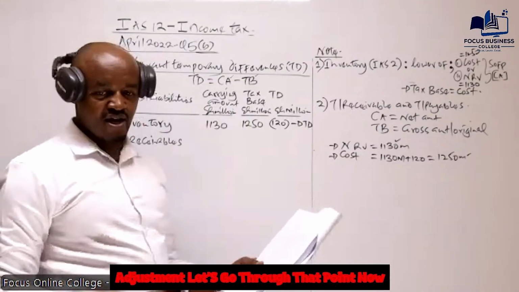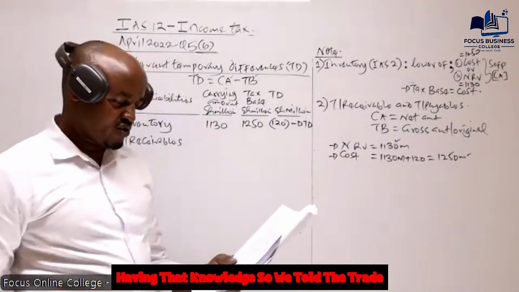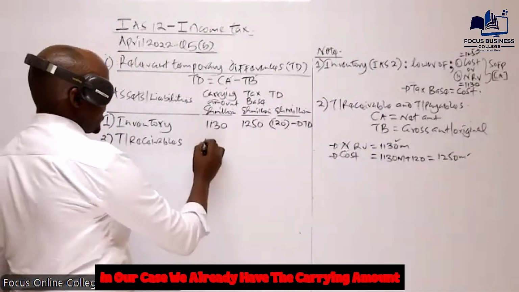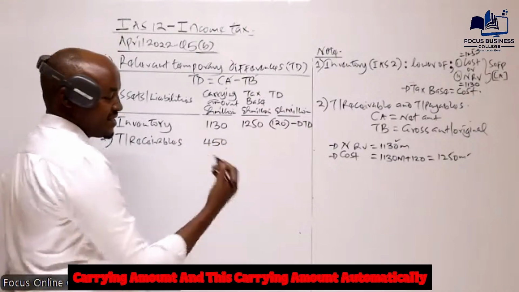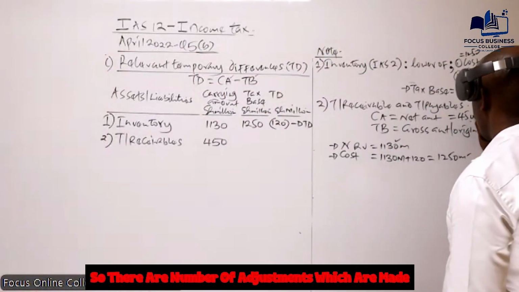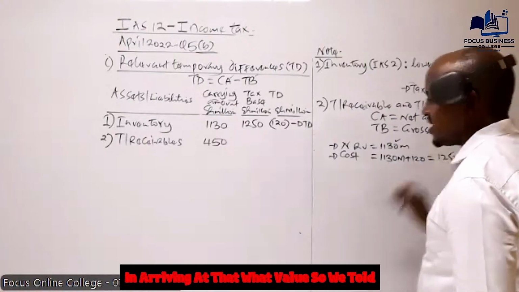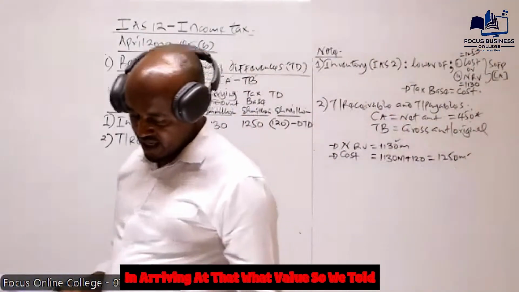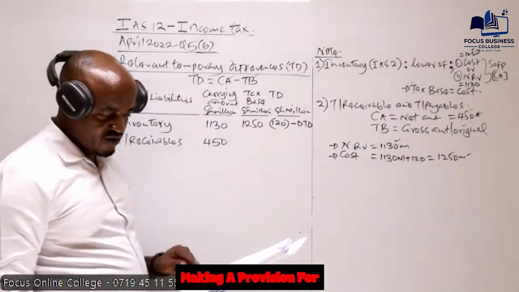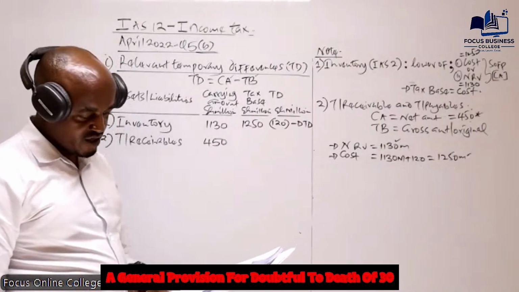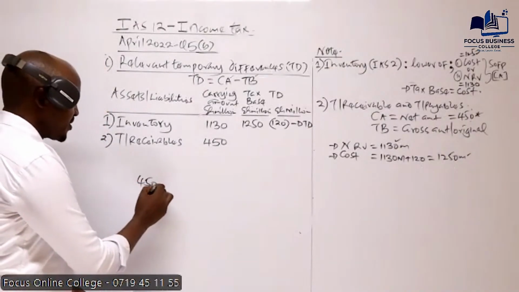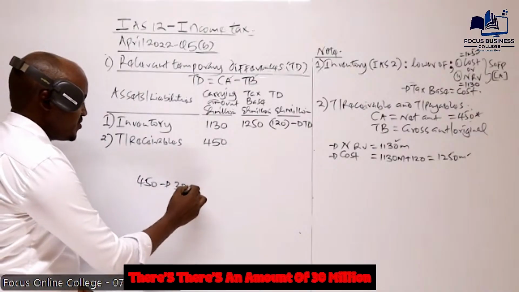Let's go through that point now, having that knowledge. So we are told the trade receivables had a carrying amount. In our case, we already have the carrying amount, and this carrying amount automatically has to be the net. So there are a number of adjustments which are made in arriving at that value. We are told it had a carrying amount of 450 after making a general provision for doubtful debts of 30. So in arriving at this value of 450, there's an amount of 30 million which was deducted.